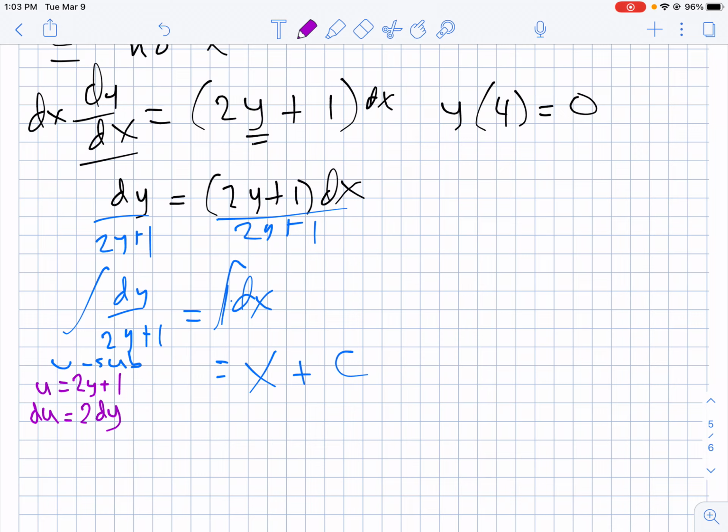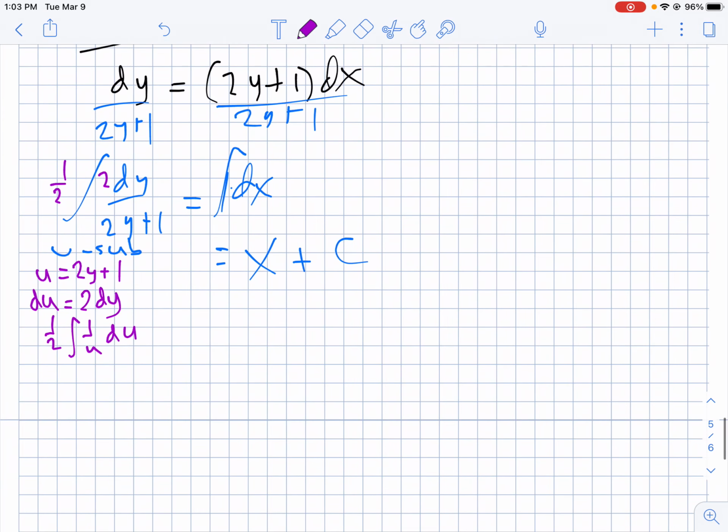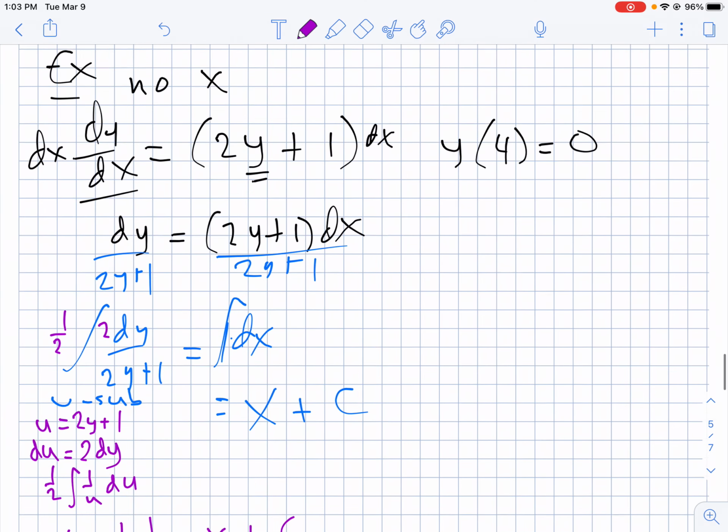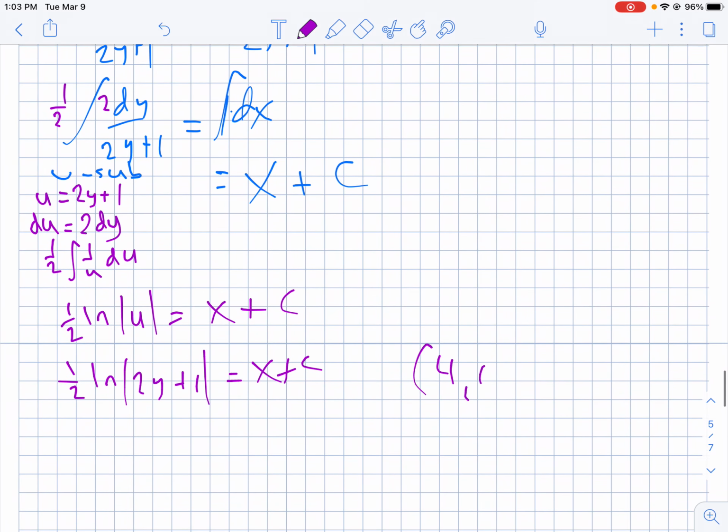So we'll put a 2 here, and we'll put a 1/2 in front. So that becomes 1/2 integral of 1 over u du. So that gives me 1/2 ln of u equals x plus c. Now we'll just plug that back in: 1/2 ln of (2y plus 1) equals x plus c. Okay, so now at this point, let's plug in this (4, 0). That's my x and that's my y. So I'm going to get 1/2 ln of just 1 equals 4 plus c.